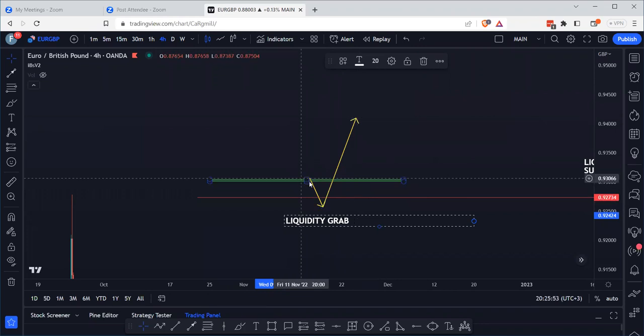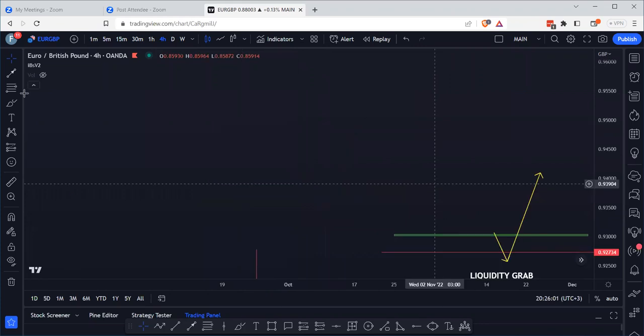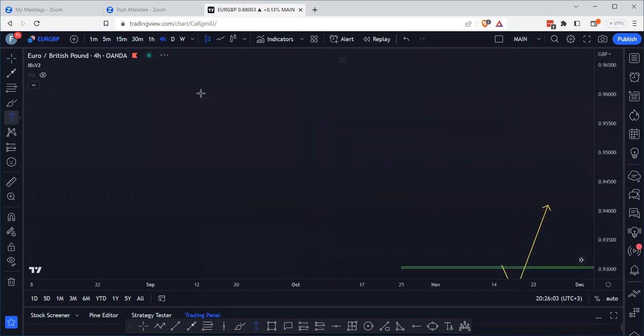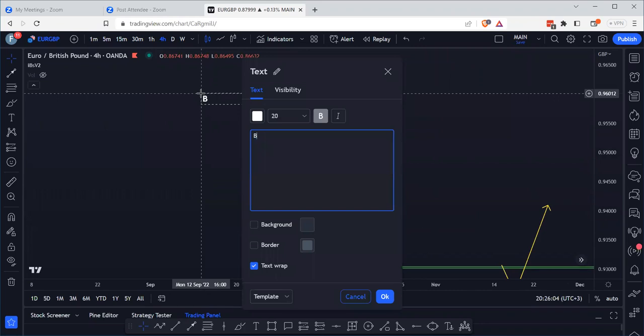Now, why is it that every time the liquidity is being grabbed before the move happens? It's because, let me give you a scenario, because buying and selling happens at the same time. Buying and selling happens at the same time. So let's do an analogy.